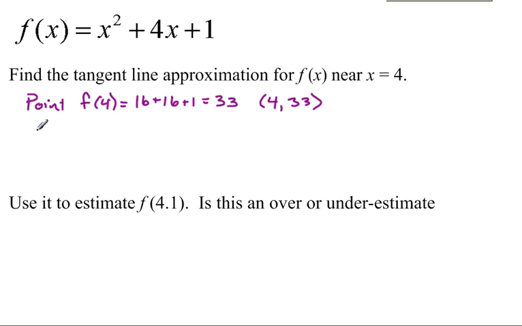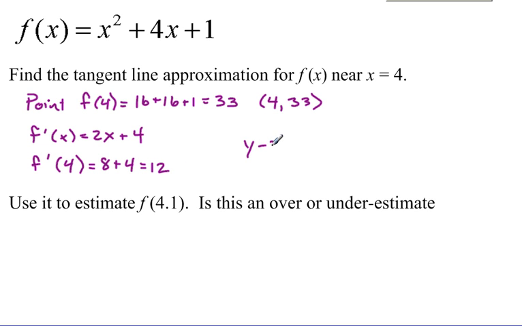And now I need the slope, so I'm going to find the derivative. f prime of x equals 2x plus 4, and f prime at 4 therefore equals 8 plus 4, or 12. So our tangent line is going to be y minus 33 equals 12 times (x minus 4).